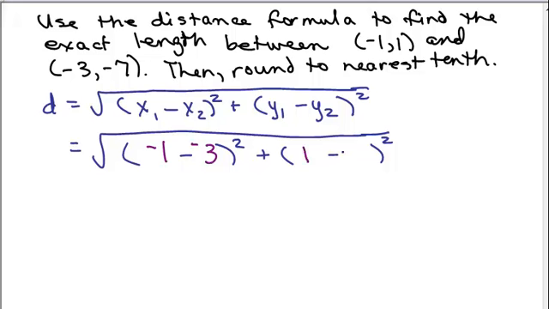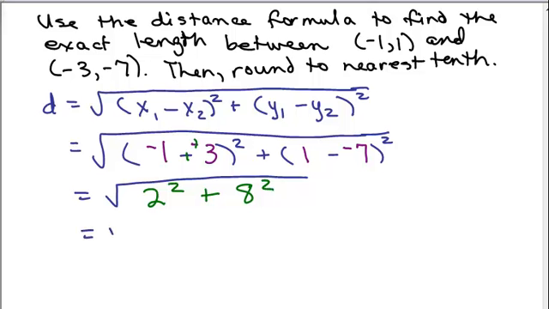I'm going to put the bigger number first, 1 and -7. If you did -7 minus 1, and you simplified this, you would get the same answer. So inside the parentheses, I have -1 plus 3, which is 2 squared. And then we're going to add to that, 1 minus -7 is 8 squared.